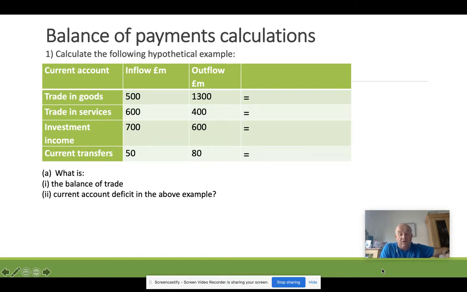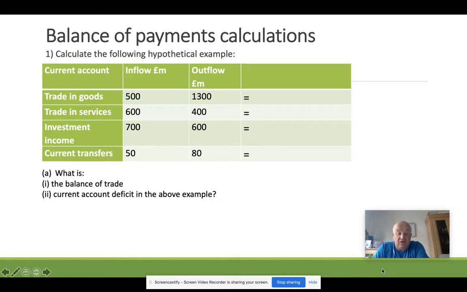So you've got 1, and then you've got A, which is what is the overall balance of trade, and also what's the current account deficit in the above example. Okay, so again, I'm going to stop there for a moment so that you get a chance to, or you can stop the narrated PowerPoint, and have a go at completing that yourself. And then what we'll do is go through the answers together. Okay, so time for you to do a little bit of work now.